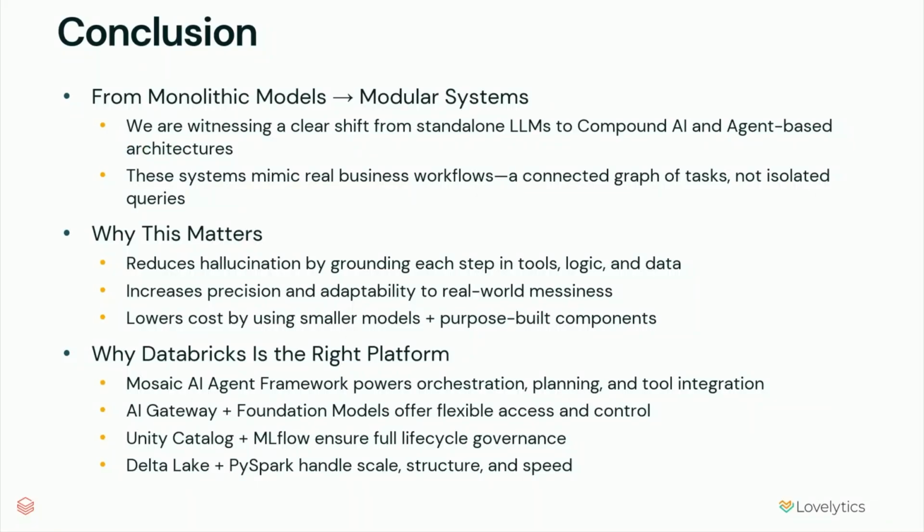Okay. So in conclusion, where we are today is we've clearly witnessed a shift from standalone LLMs to compound AI and even agentic-based architectures for generating taxonomy. And why does this matter? Especially with the architecture we showed over here, we want to reduce hallucination by grounding the system with the right external tools, with the right access to the specific tables in your data, and providing the right business logic as to how it should generate those predictions. It also increases your precision and adaptability to real-world scenarios.